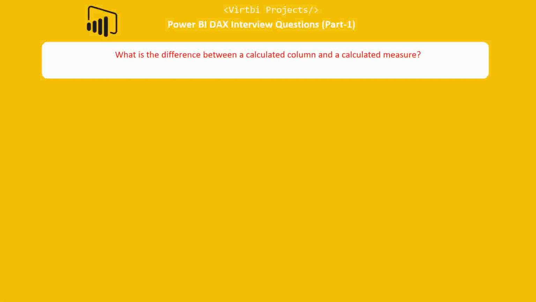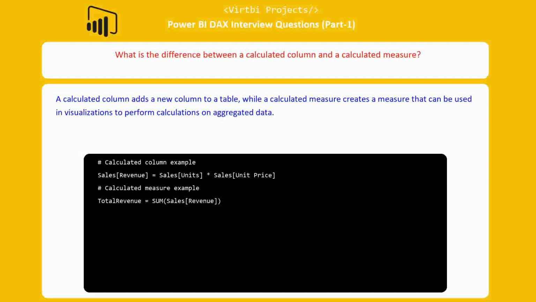What is the difference between a calculated column and a calculated measure? A calculated column adds a new column to a table, while a calculated measure creates a measure that can be used in visualizations to perform calculations on aggregated data.